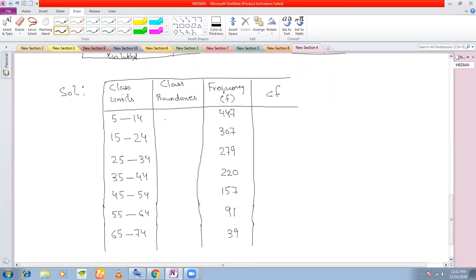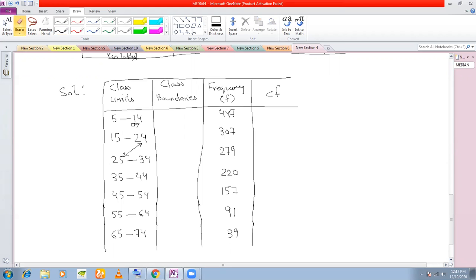Now, how to convert class limits to class boundaries, Devanjan? Do you remember? The lower limit and the higher limit. Are these overlapping? Do you see 14 and 14 here? Do you see 25 and 25 here? They are not overlapping. That is why they are called class limits.